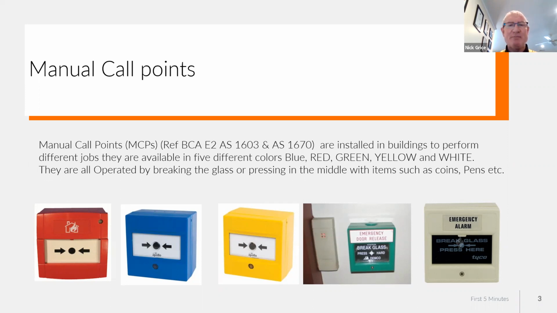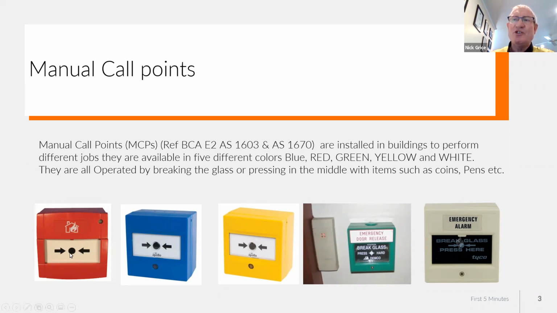So you've got different types of manual call points and they're different colours. So you've got red, blue, green, yellow and white. And I don't think I've seen any other colours. The main colours we see in buildings are the red ones, yellow ones, green ones and white ones. And they can be operated in a couple of ways.